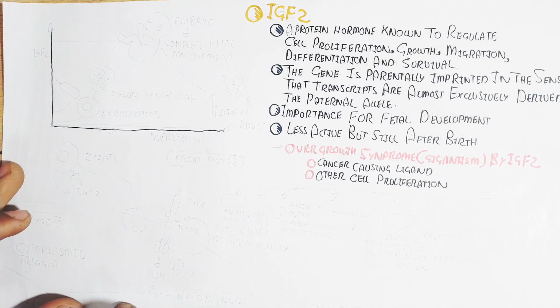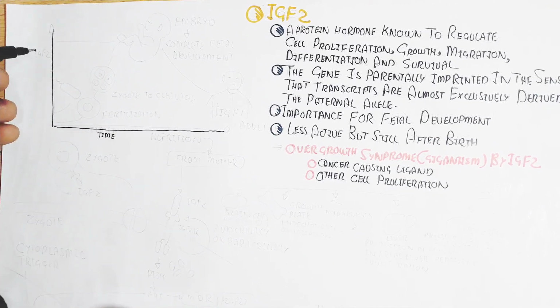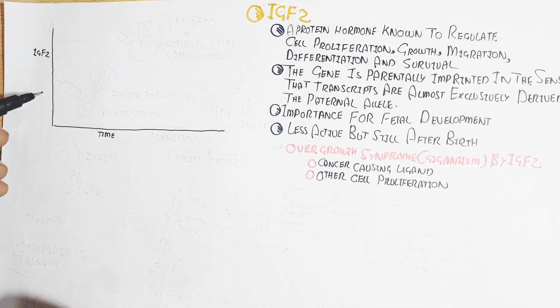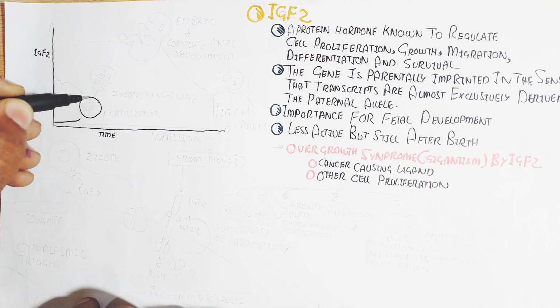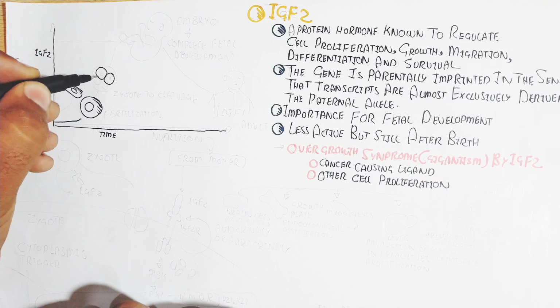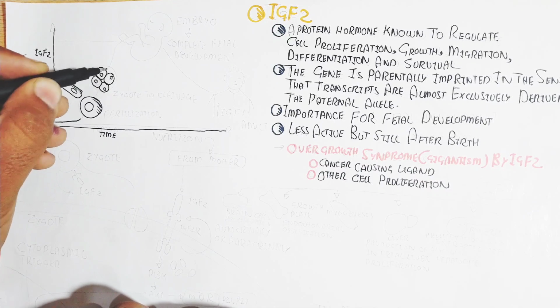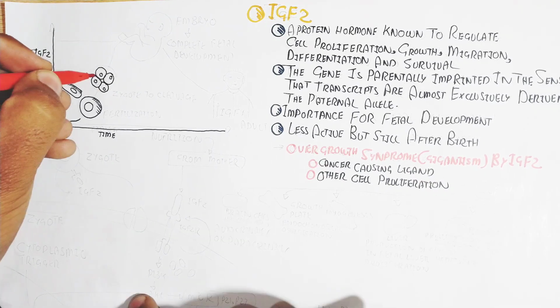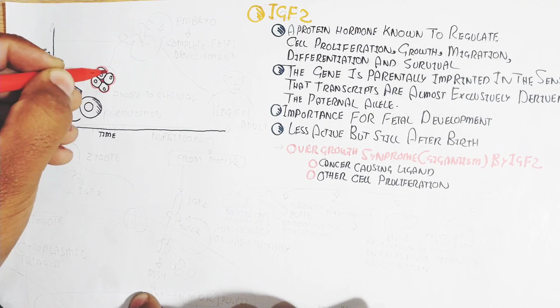Anyhow, this is the graph which shows, on the y-axis, the IGF2 concentration, while the x-axis shows the time, for example, from fertilization to the 14th year. So around the 6 month period, it will rise more.